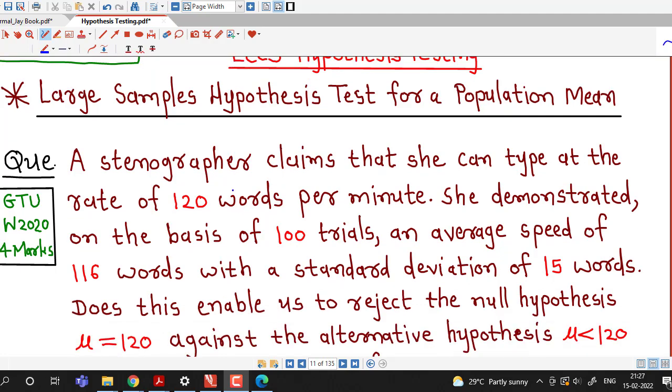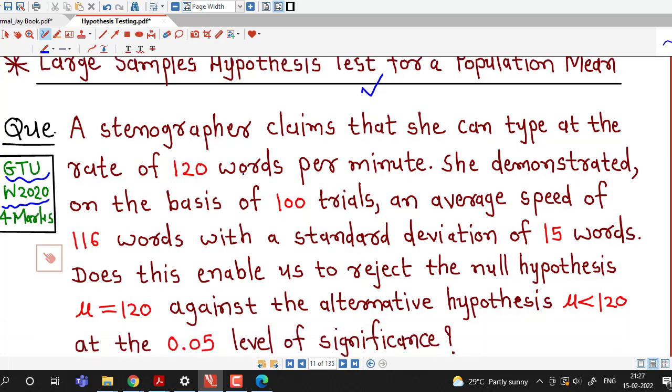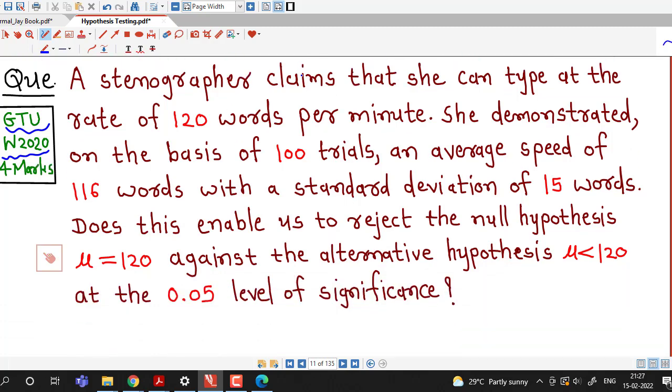In this lecture also we will discuss one question which was asked in the GTU Winter 2020 exam, and this question is related to the large samples hypothesis test for a population mean. We have discussed the hypothesis testing procedure for this type of hypothesis testing in the earlier two lectures. So first we read this question.